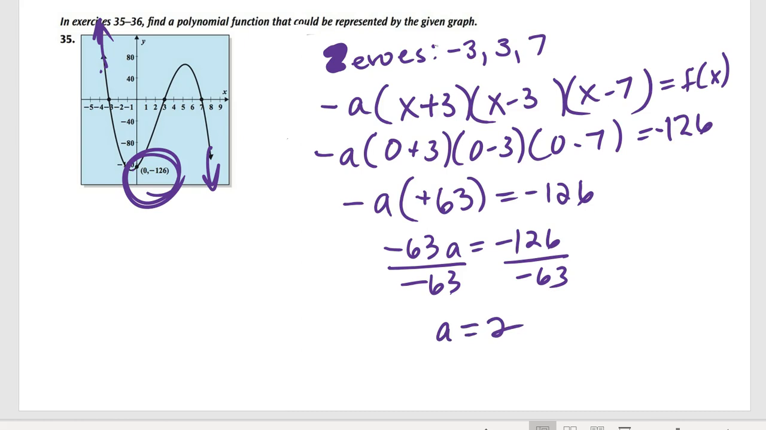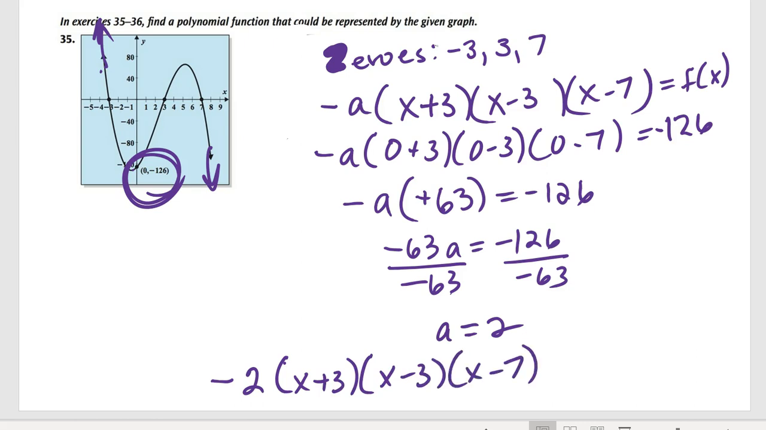Okay, so let's rewrite our problem. So we're going to have negative, and then a is 2, times x plus 3 times x minus 3 times x minus 7 is equal to f of x. And that's our function.